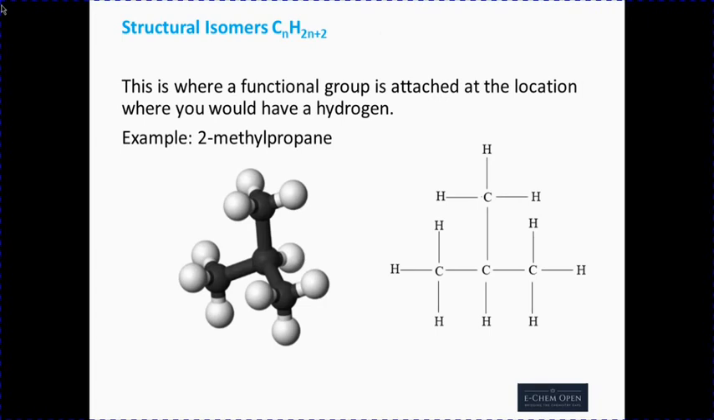Next, we have structural isomers with the general formula of CnH2n+2. This is where a functional group is attached at a location where you would have a hydrogen. For example, 2-methylpropane. In this case, the hydrogen is taken away and a methane with one hydrogen missing is put in its place so that the carbons can make bonds. This is called a methyl subgroup. It is called a structural isomer since it has the same chemical formula but a different structure.